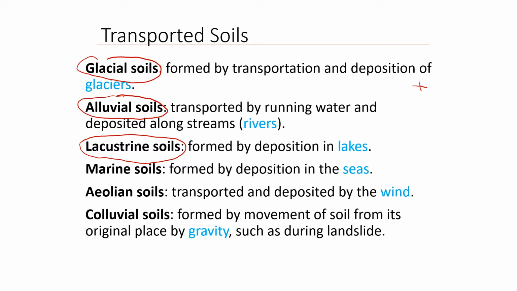Lacustrine soils, they're as soft as alluvial soils. They are also saturated with lots of water, but compared to alluvial soils, they are formed by deposition in lakes. So they are not well spread in the country and around the world, but there are some local areas where we find lacustrine soils where there used to be lakes, and these deposits were accumulating in those lakes.